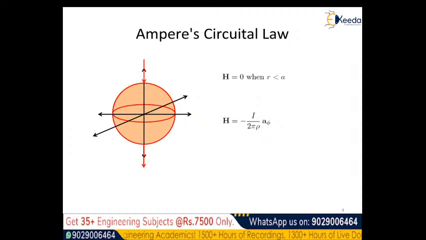Now we substitute rho in terms of spherical coordinates, because the problem asks to find H in spherical coordinates. Rho in the denominator is a parameter of the cylindrical coordinate system, so rho can be substituted by r multiplied by sine theta. We get minus I in the numerator, and in the denominator 2 pi r sine theta, multiplied by a phi. As this is the magnetic field intensity in SI units, we represent the measurement in amperes per meter.